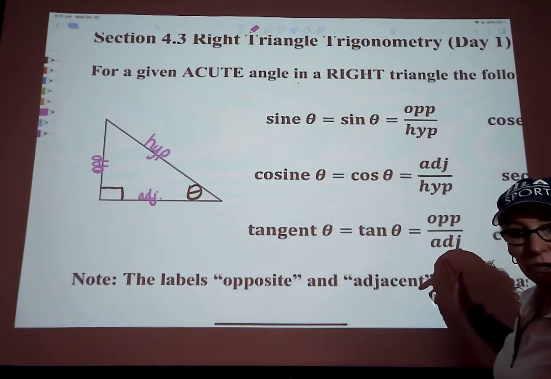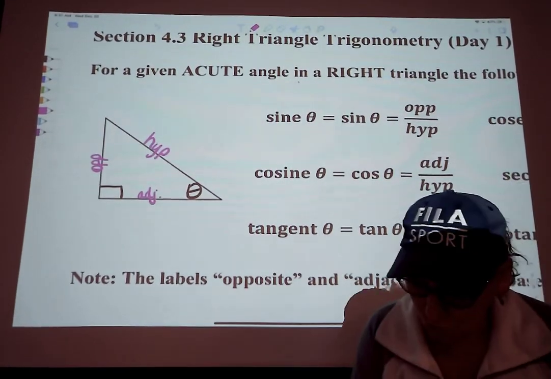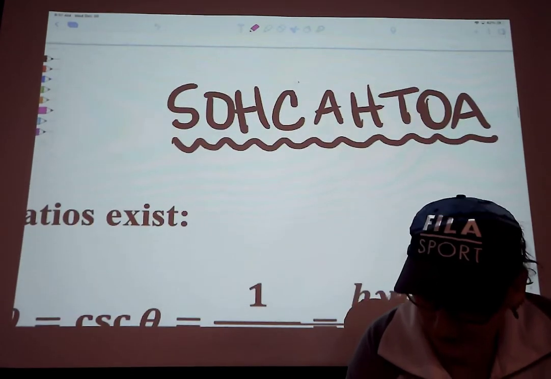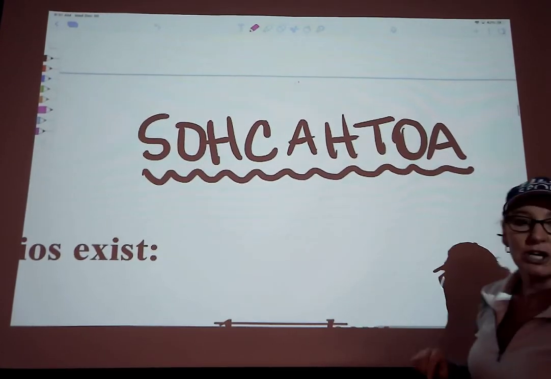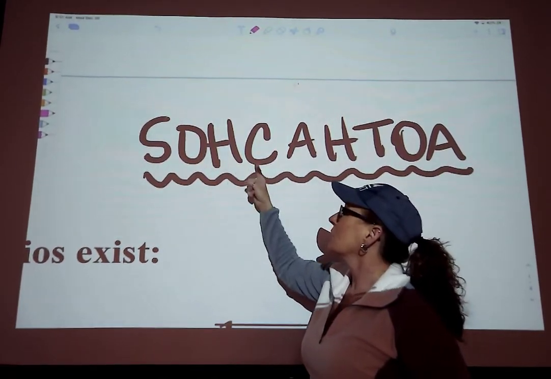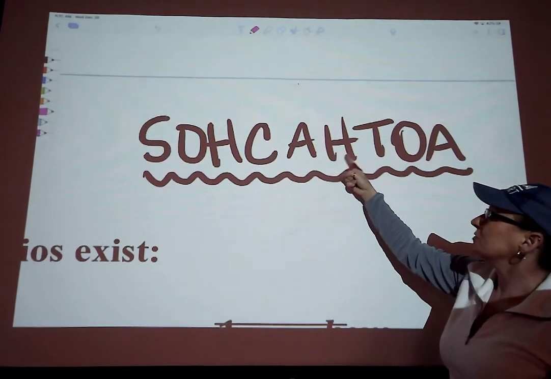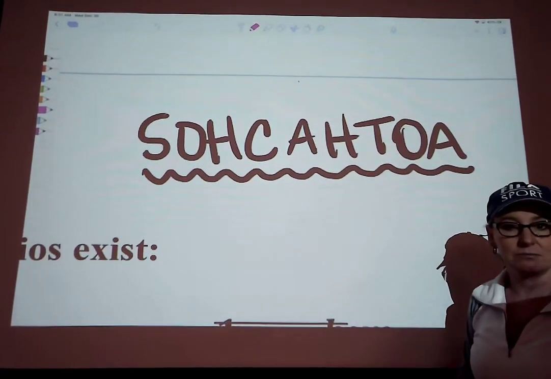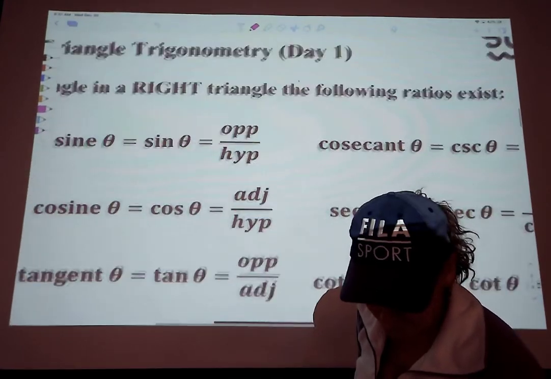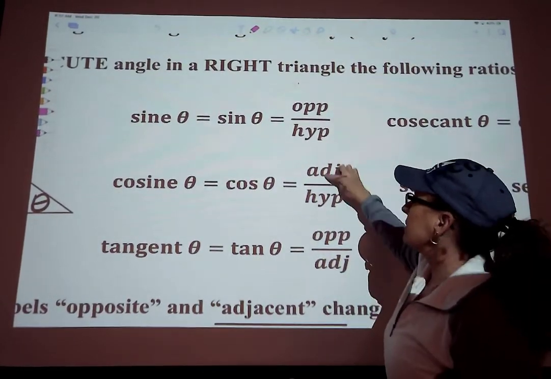These all have to be memorized. One way that you can memorize them, you may have seen this before, it looks like an Indian word, it's SOHCAHTOA. So sine is opposite over hypotenuse, cosine adjacent over hypotenuse, tangent opposite over adjacent. It's a good way to remember how to create those three fractions.